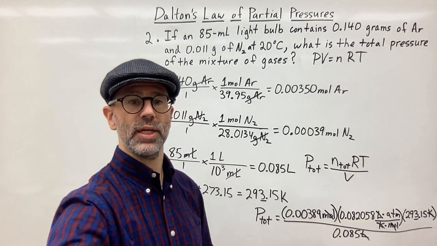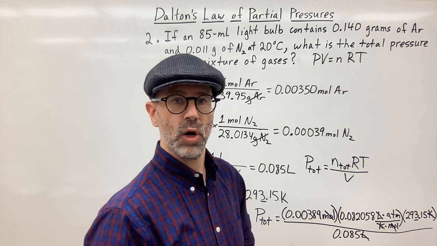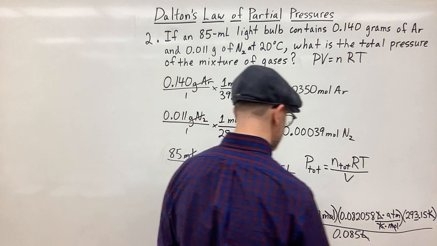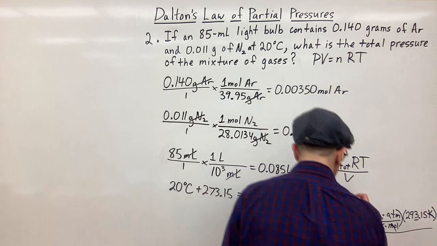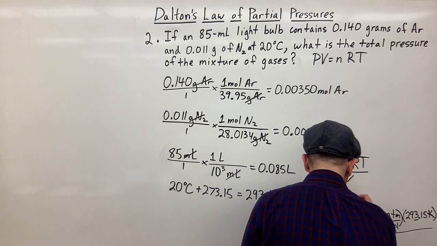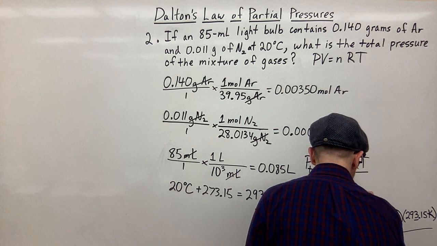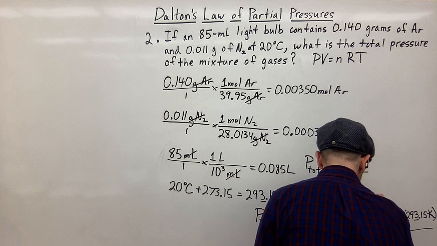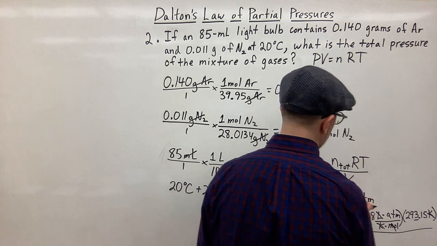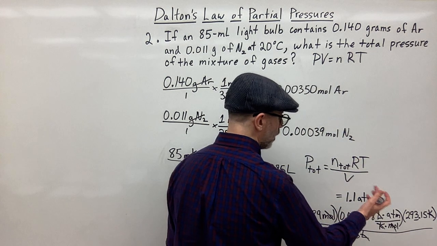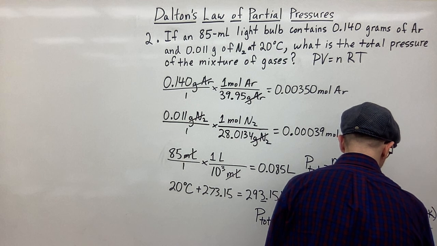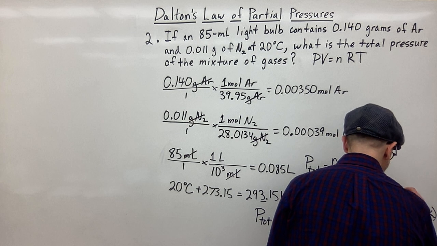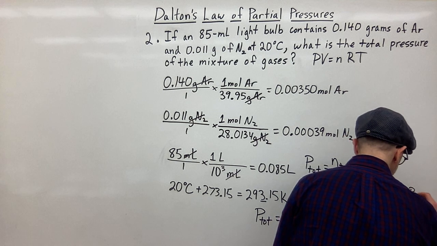And when we do, we get 1.1 atmospheres. So I'll write the answer up here. So we get, this is equal to 1.1 atmospheres. If we wanted that in kilopascals, that would be equal to 1.1 times 10 to the second kilopascals.